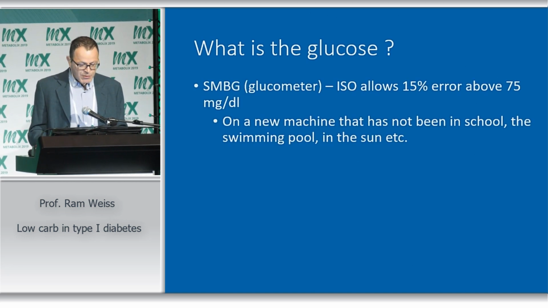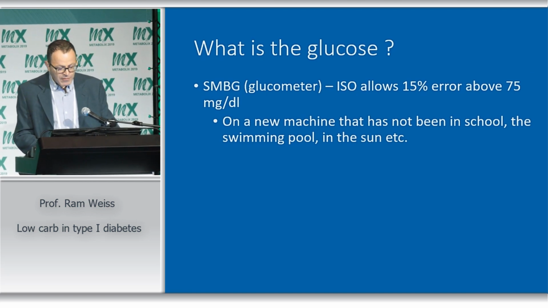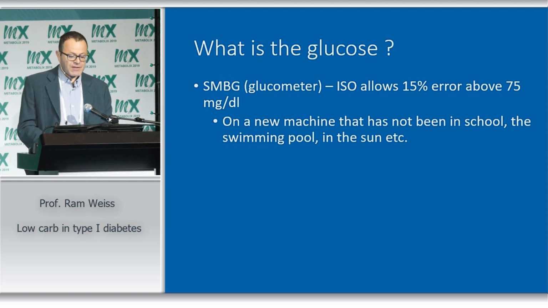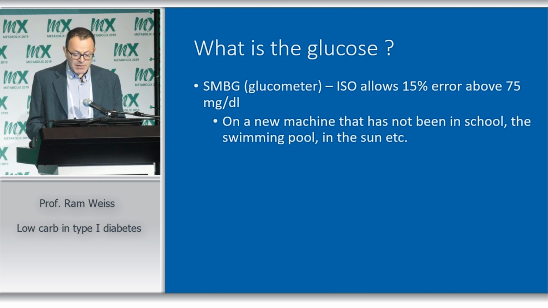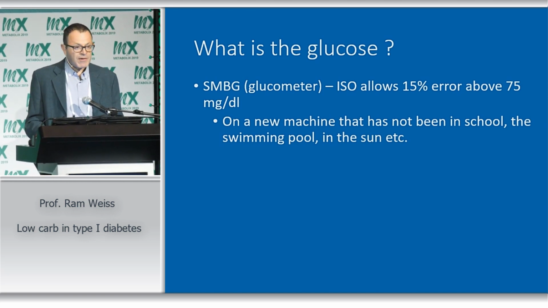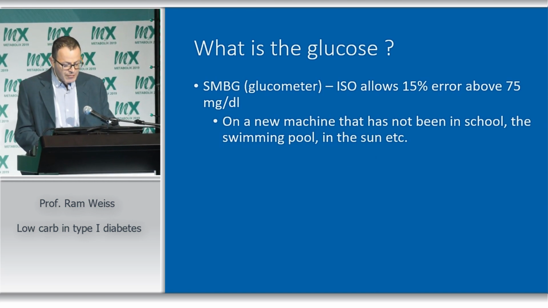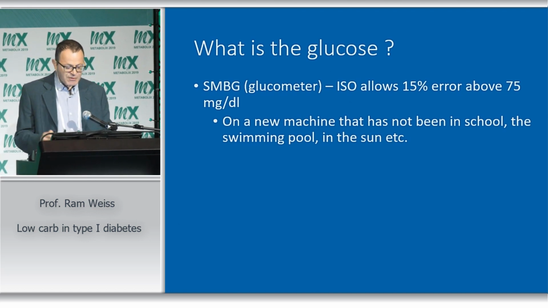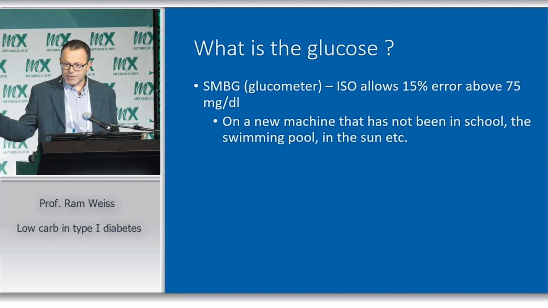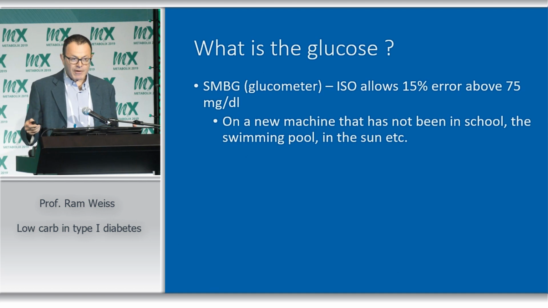So our patients can use glucometers, and for those of you not familiar, the ISO standard of these allows a 15% error when it's above 75 milligram per deciliter, and that's on a new machine that has not been in school, the swimming pool, the car, the beach, whatever. That's when you take it out of the box. Usually, after a little bit of use, this margin of error enlarges.